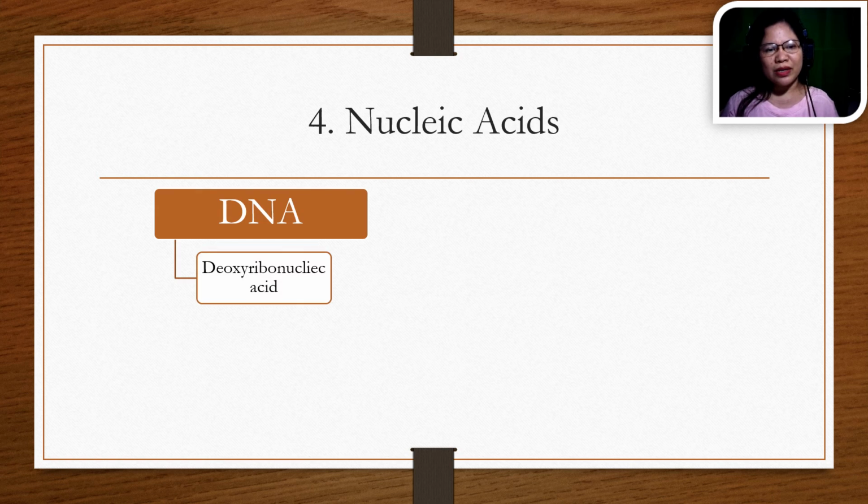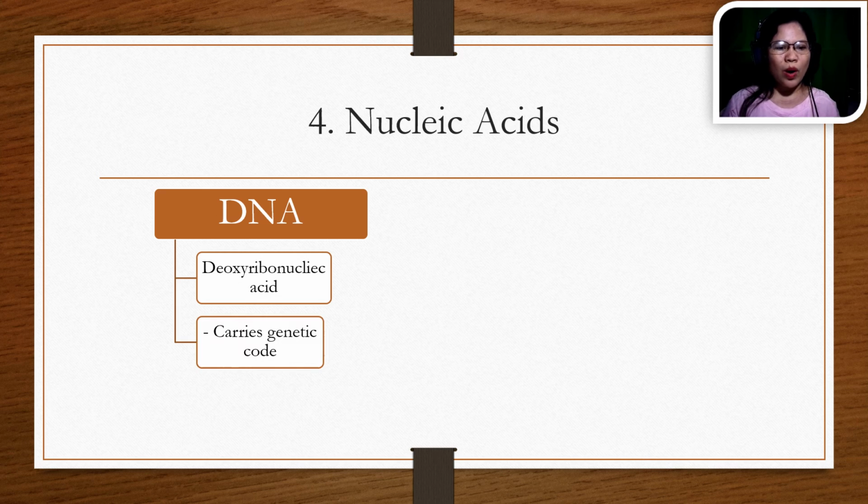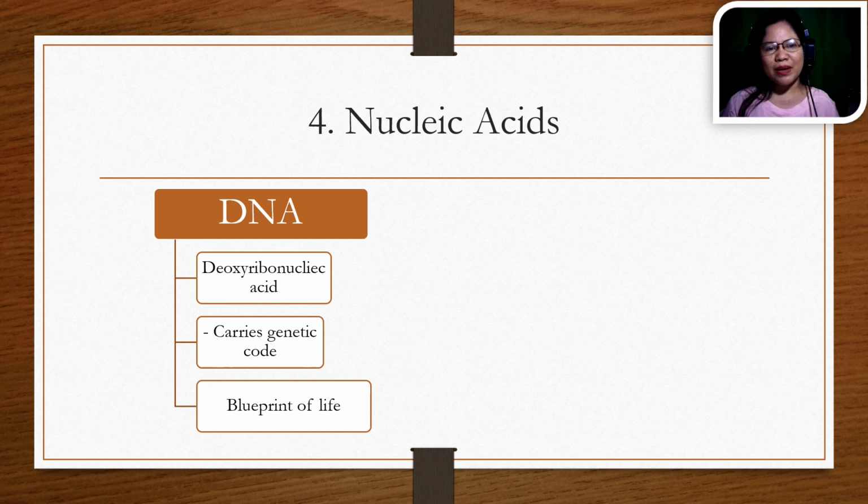When you talk about DNA, this is the deoxyribonucleic acid. DNA carries the genetic code or the genetic makeup or the expression of traits. And sometimes we say that DNA is the blueprint of life. Your DNA is different from the DNA of your parents, different from the DNA of your brothers and sisters. Even if you are twins, your DNA is unique. That's why all of us are unique in our own special way.